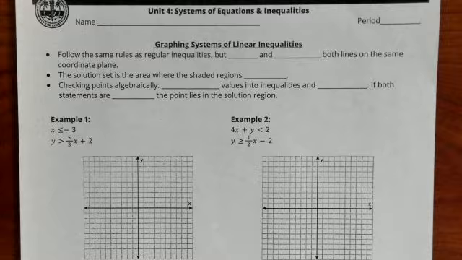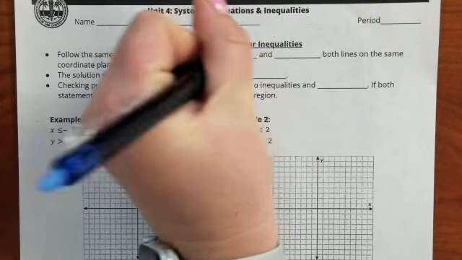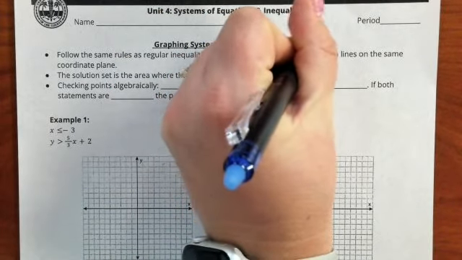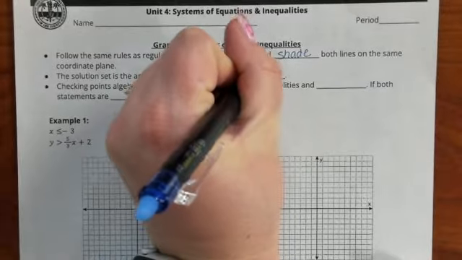So without further ado, we're graphing systems of linear inequalities. So step 1, we're going to follow the same rules as regular inequalities, but we're going to plot and shade both lines on the same coordinate plane. Okay, so both lines are going on the coordinate plane. The solution set is the area where the shaded regions are going to overlap.